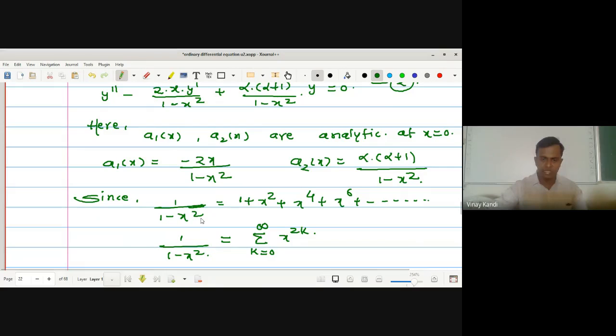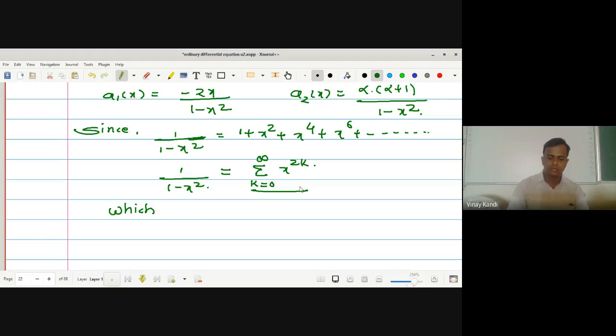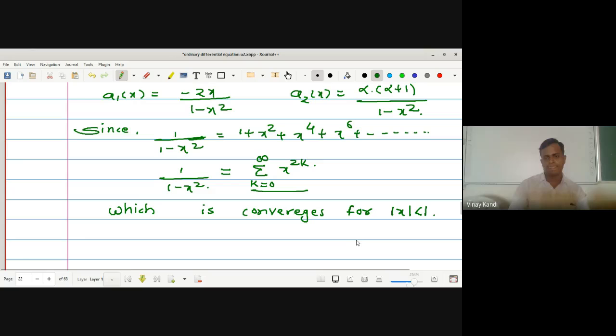Taylor series expansion is covered in BSc third year. So this is the expansion of 1 upon 1 minus x square, which converges for mod x is less than 1.